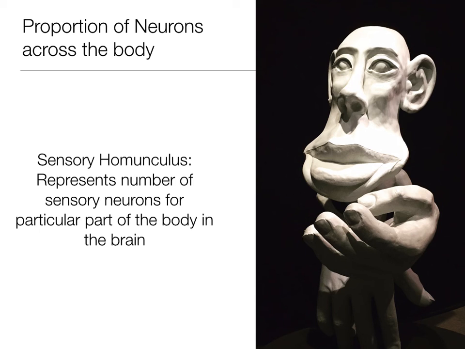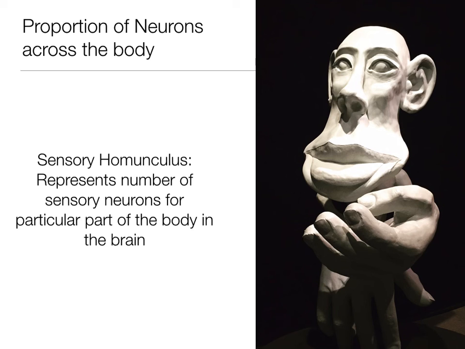So you see that the hands are very, very large. The fingers are very, very large. The lips are very, very large. If this was anatomically correct, the genitalia would be very, very large because there are a lot more sensory neurons there that are feeling these sorts of things. The nose is large, the eyes are large, as compared to the shoulders, which are pretty normal size.